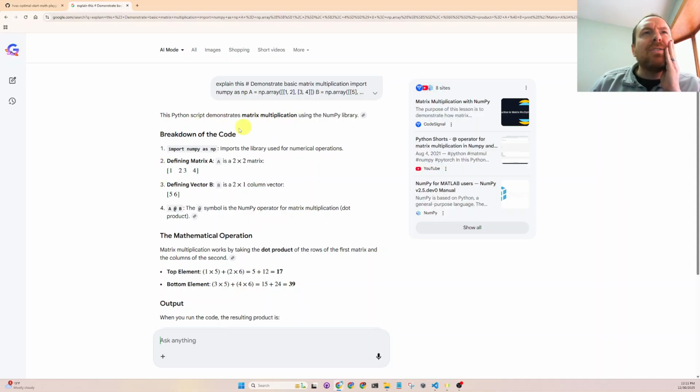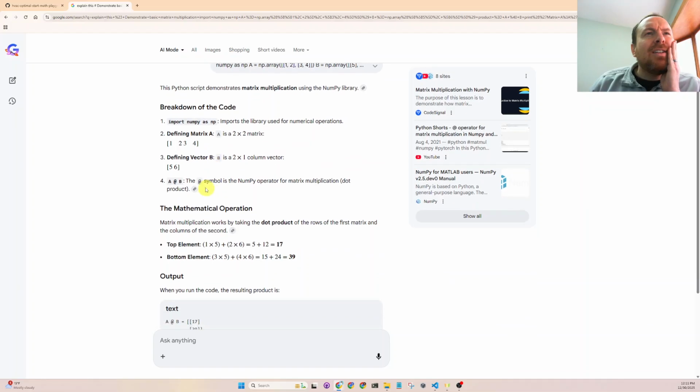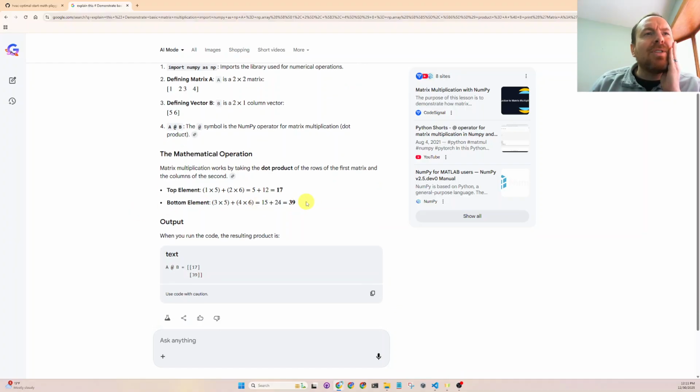Python demonstrates matrix multiplication, defining matrix A, matrix B. So this is a 2 by 1, and this is a 2 by 2 matrix, or defining vector, matrix A and vector. The at symbol is the NumPy operator for matrix multiplication, dot product style. Okay, so this is what I was looking for.